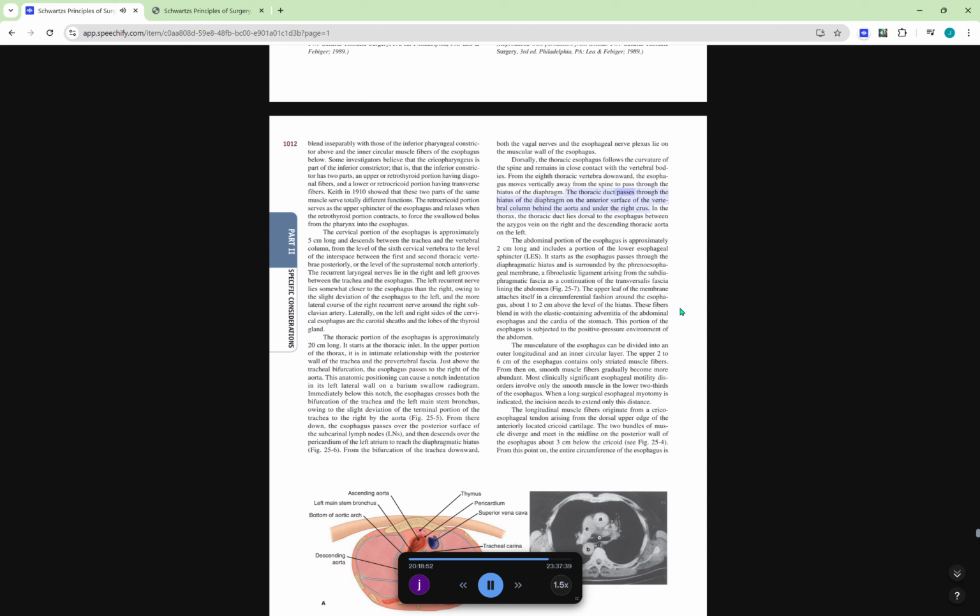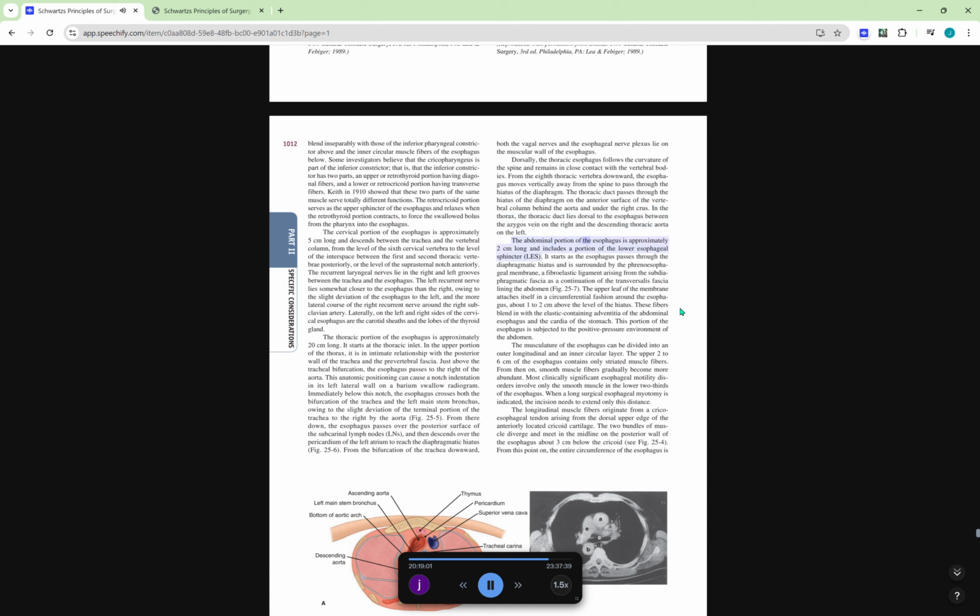The thoracic duct passes through the hiatus of the diaphragm on the anterior surface of the vertebral column behind the aorta and under the right crus. In the thorax, the thoracic duct lies dorsal to the esophagus between the azygos vein on the right and the descending thoracic aorta on the left.